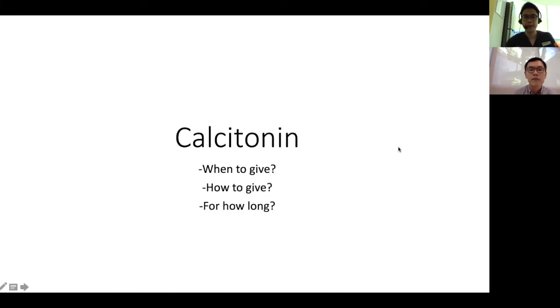So the next question is about calcitonin. So when do we give calcitonin? How do we give it? And for how long do we give it?